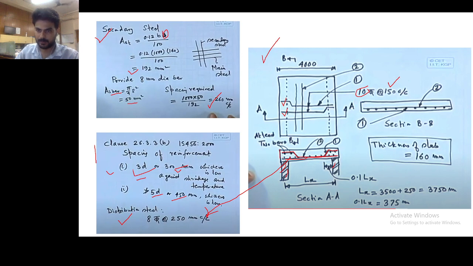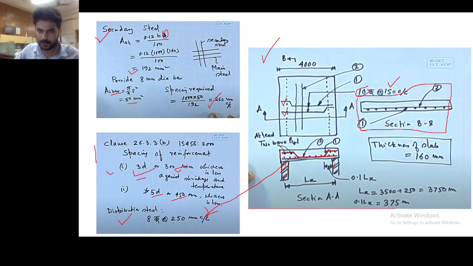And this is the section of... yes, any problem? Sir, secondary steel is called distribution bars. Yes, it is called a distribution bar, correct.